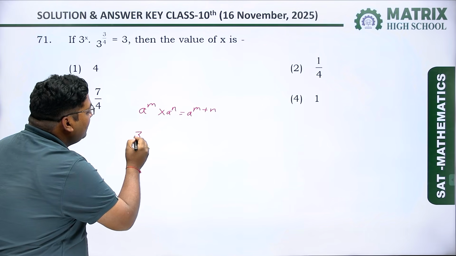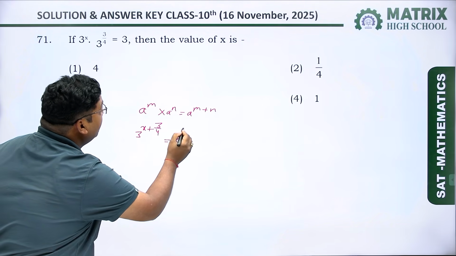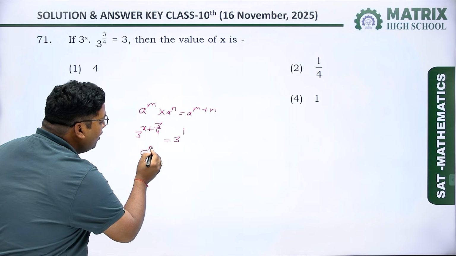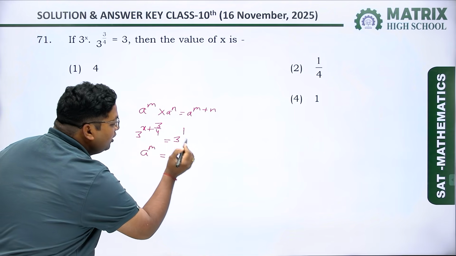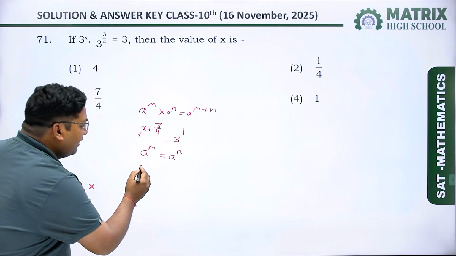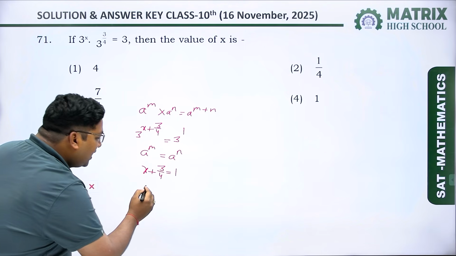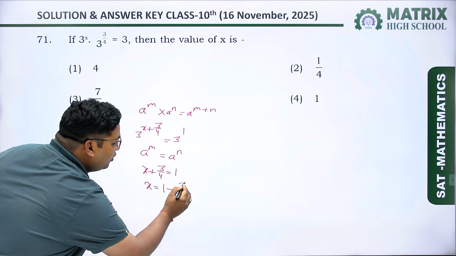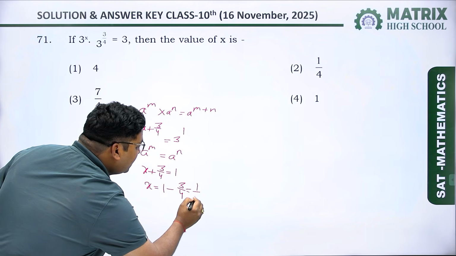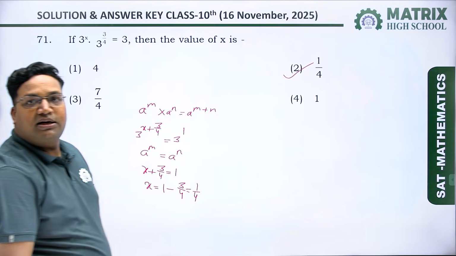So this will become 3 to the power x plus 3 by 4, and here 3 to the power 1 is given. Now we have to apply one another rule of law of power and exponent, that is a to the power m equal to a to the power n. So when we compare from here, x plus 3 upon 4 equal to 1, and from here we will get x equal to 1 minus 3 by 4, and when we solve this we get the value of x as 1 by 4, which is our option number 2. So option number 2 will be our correct answer.